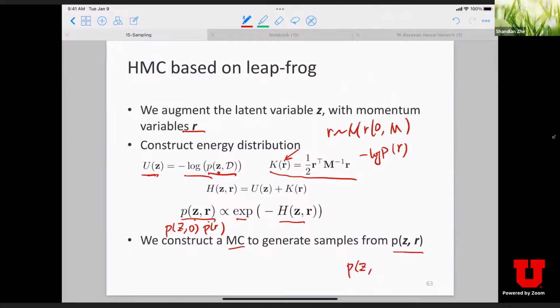Well, more rigorously speaking, it should generate samples from the posterior of Z and R given D. Right? This is the posterior distribution, but please be careful because R is independent of Z. So this is essentially P of Z given D times P of R. Right? Because R is independent of Z, the condition D doesn't matter. The data D doesn't have any effect on R. So the posterior distribution of Z and R given D is just the posterior distribution of Z given D times the prior distribution of R.